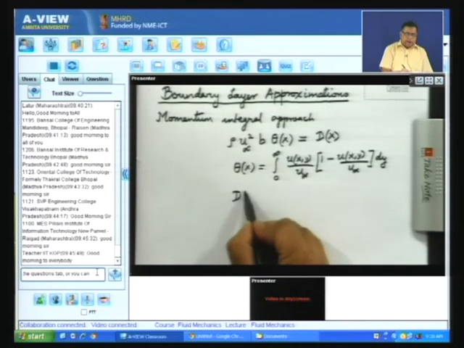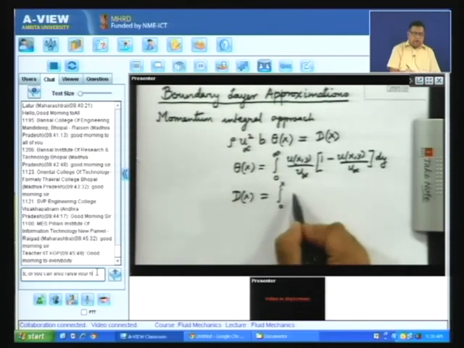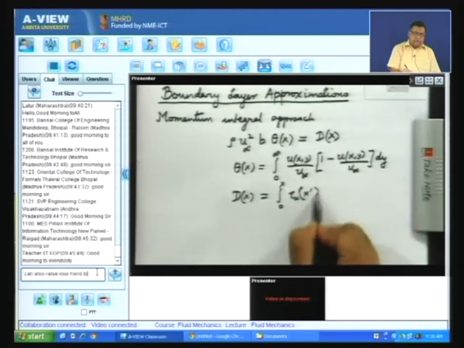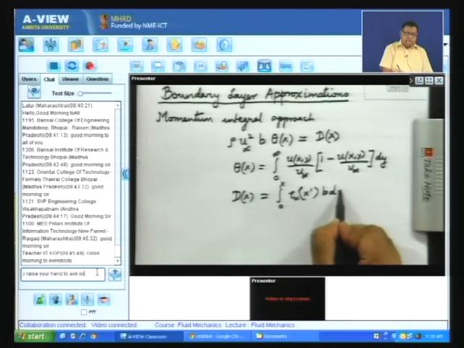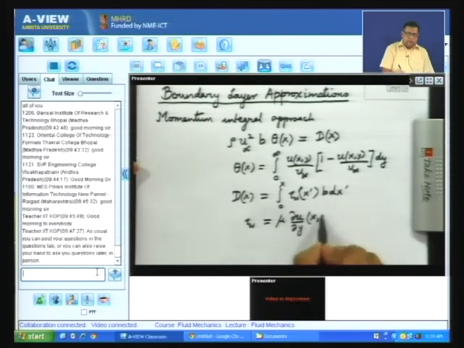and we have another expression for the drag, which is the integral of the wall shear stress. Now, this tau wall is mu into del u del y at x comma 0.